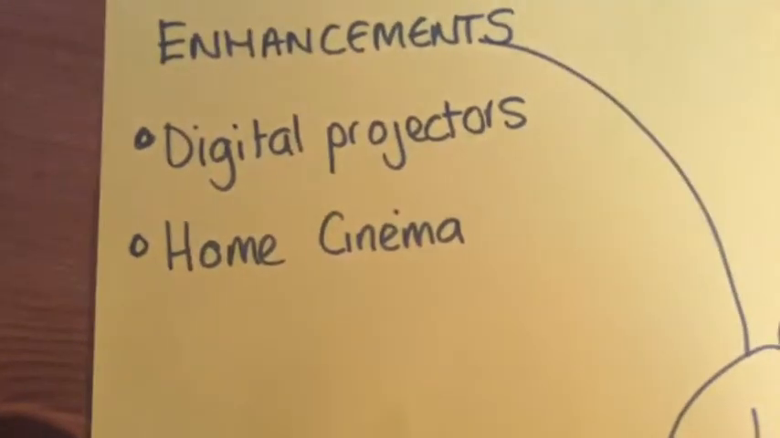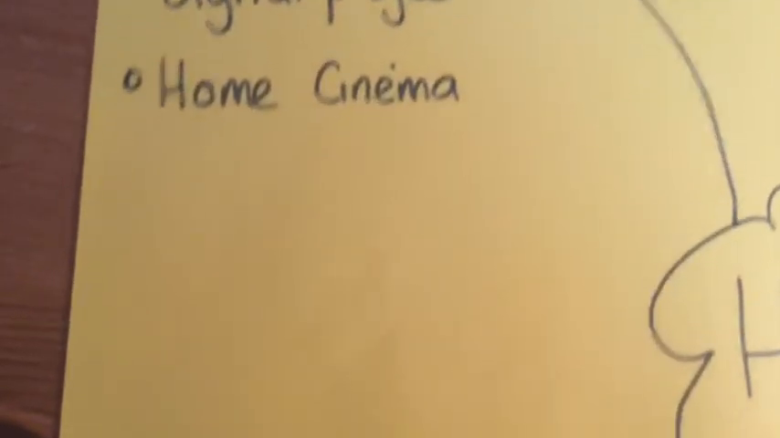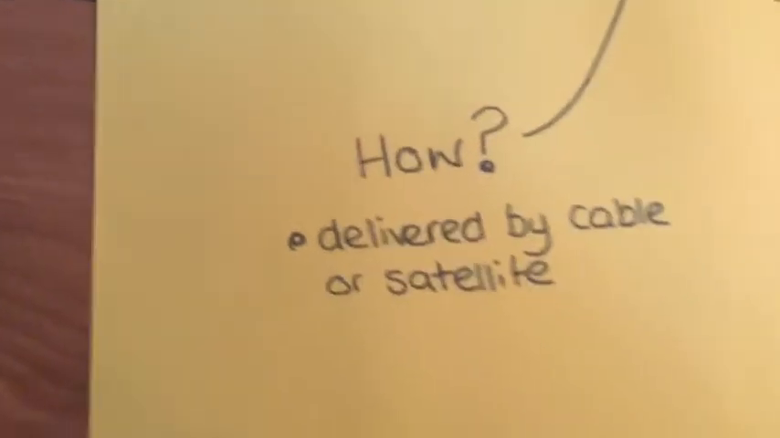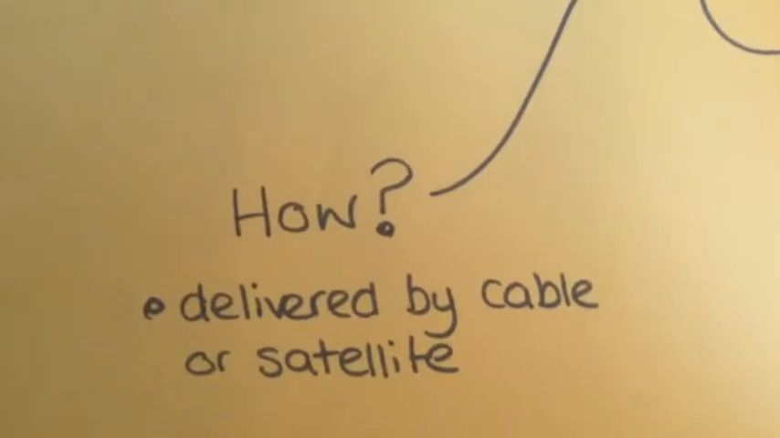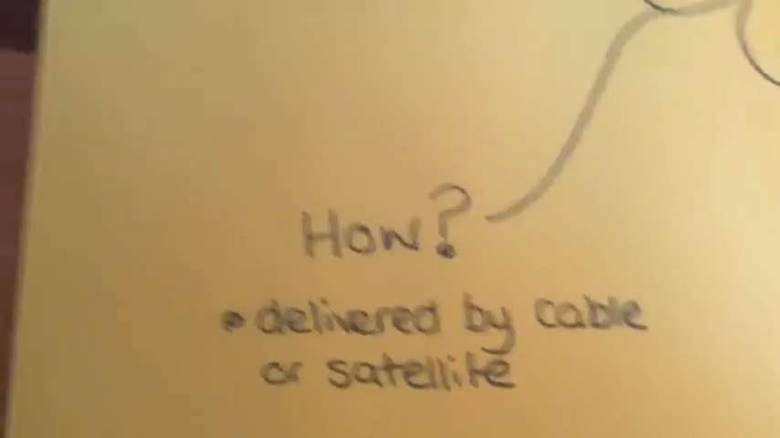So how is digital TV delivered to your house? There are two main ways. The first way is delivered either by cable or by satellite.